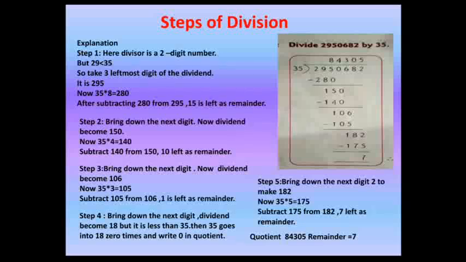So it becomes 182. Now 35 5s are 175, which is less than 182. When you subtract, 182 minus 175, you get 7 as remainder. So in this case, the quotient is 84,305 and the remainder is 7. I hope it is clear to you. Take another example and try to divide. Use these steps. Thank you, students. Keep practicing.